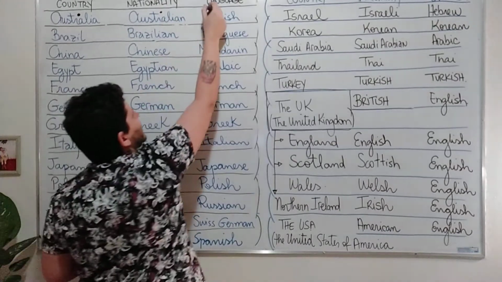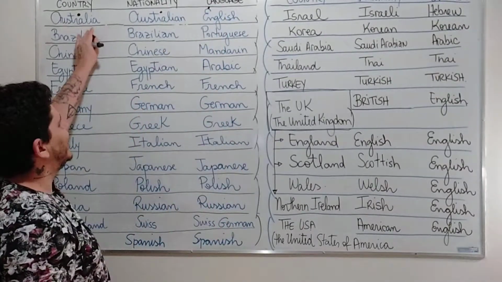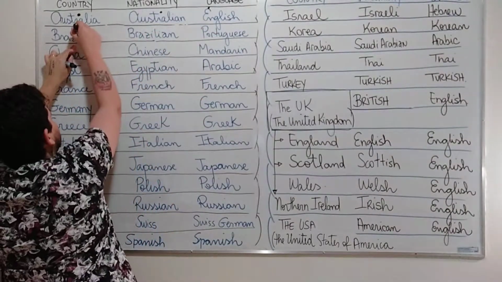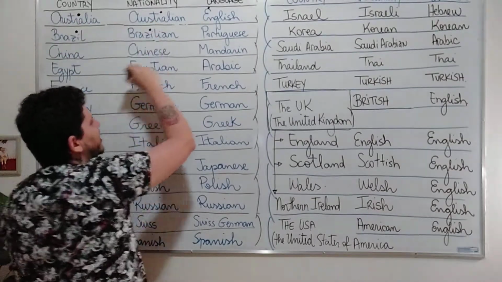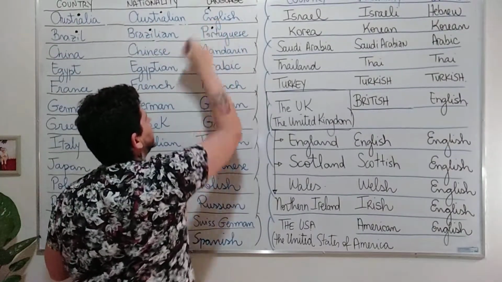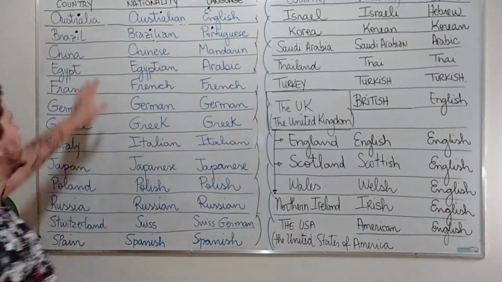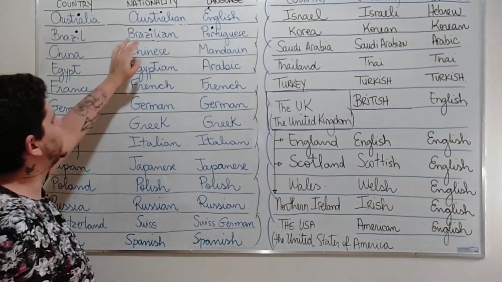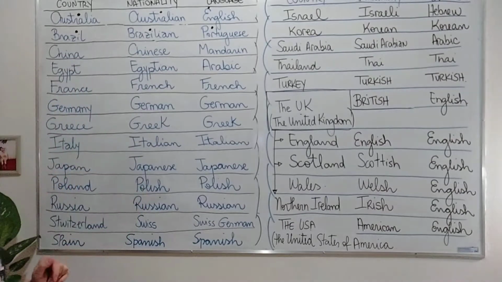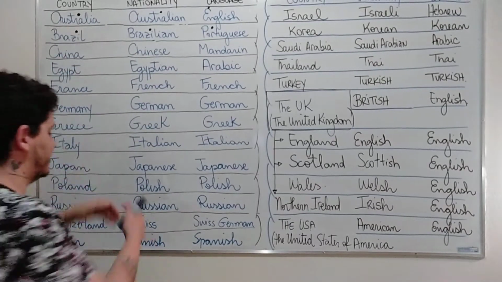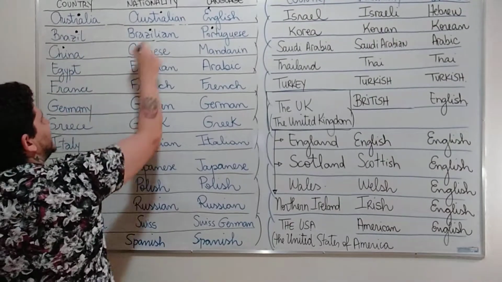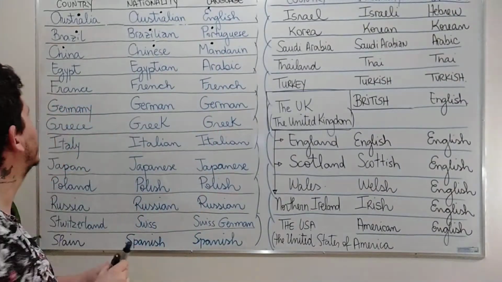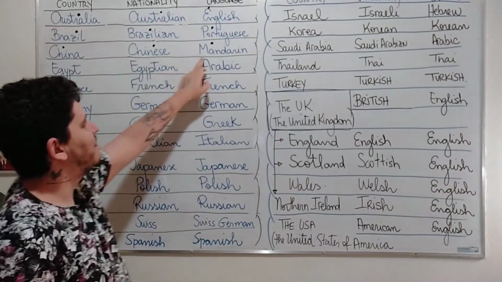Australian, English. Australia, Australian, English. Brazil, Brazilian, Portuguese. Australia, Australian, English. Repeat. Brazil, Brazilian, Portuguese. That's what we're going to do here. China, Chinese, Mandarin. China, Chinese, Mandarin.